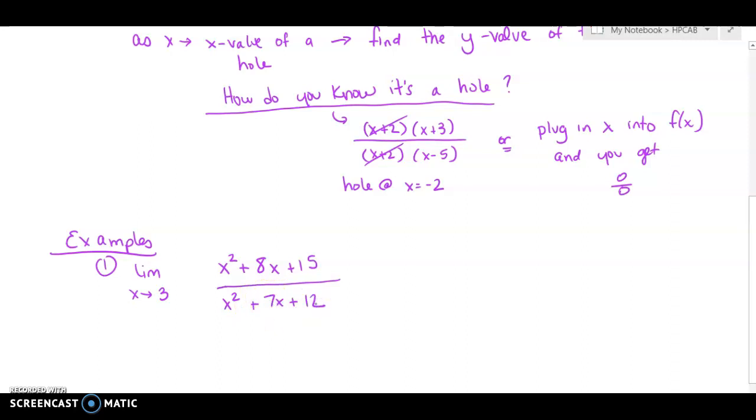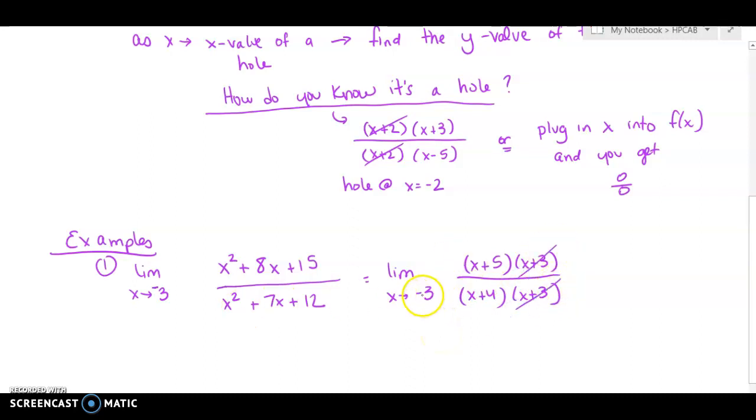Okay. And let's say, actually, let's make this a -3. So what's going to happen is we have the limit as x approaches -3 of x squared plus 8x plus 15 all over x squared plus 7x plus 12. What I'm going to do is factor the numerator and the denominator. And so I'm going to get x plus 5 times x plus 3. And I'm going to factor the bottom. I'm going to get x plus 4 times x plus 3. And if you notice, these are going to cancel out.